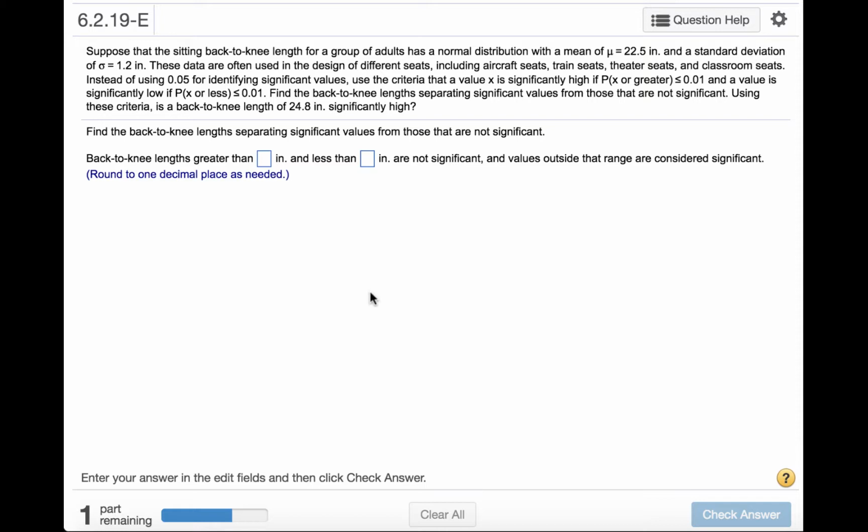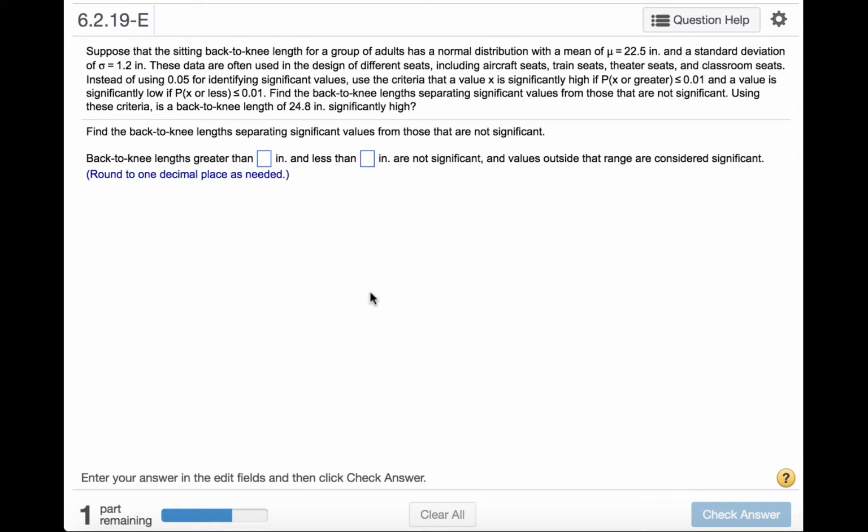Instead of using 0.05 for identifying significant values, use the criteria that a value x is significantly high if the probability that that x value or greater occurs is less than or equal to 0.01, and a value is significantly low if the probability that that x value or less occurs is less than 0.01.